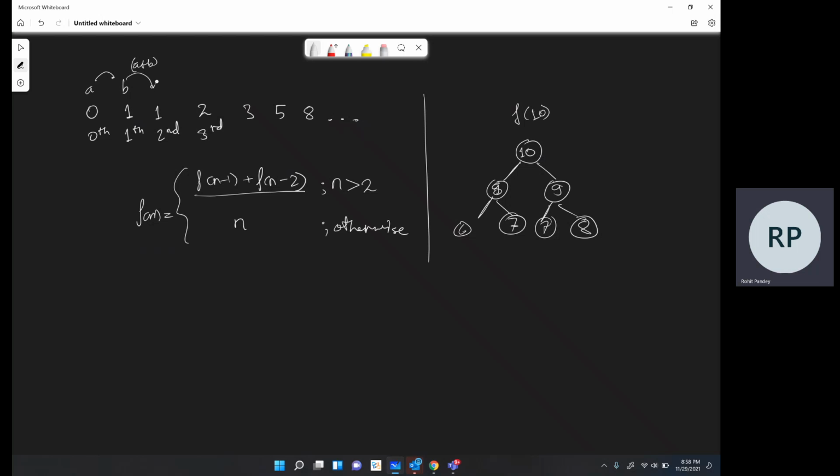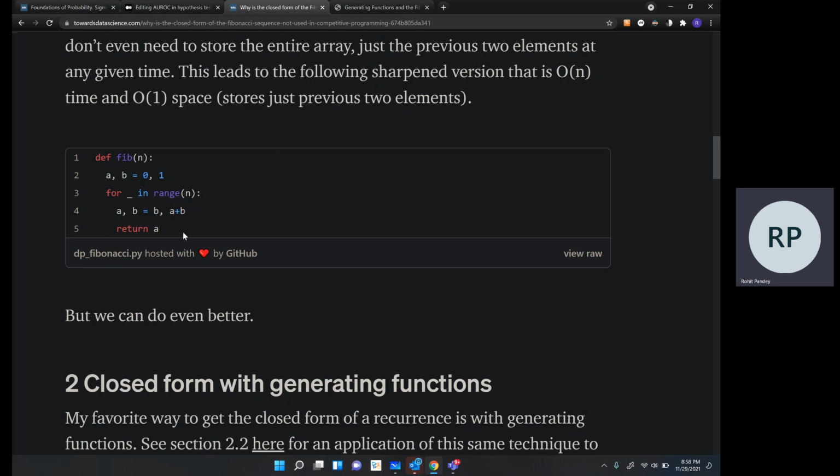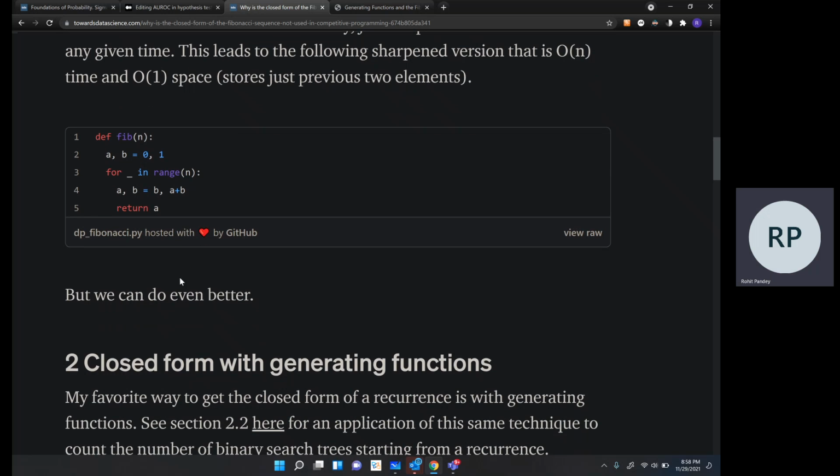And you do this, and then in your first iteration, this b dash will be 1. In your second iteration, b dash will be 2. And if you do it n times, you'll get the nth Fibonacci number. And so, this is a nice clean solution, which is O(n) in time and O(1) in space. It stores just two entries.